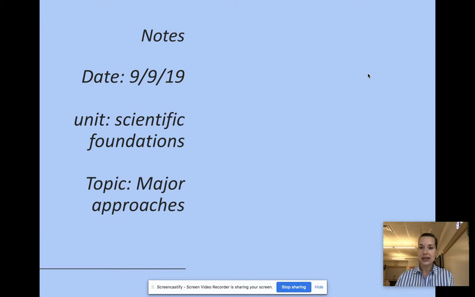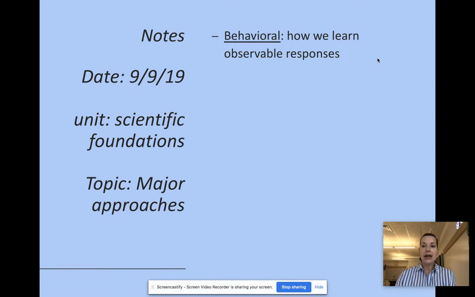We're still in our scientific foundations unit, and we are talking about the major approaches today. So the first one we want to talk about is behavioral, and we discussed this a little bit yesterday. So a behavioral approach is all about how do we learn the behaviors that we have, right? So behaviors are something that we can observe. I can observe if somebody cries when they get mad.